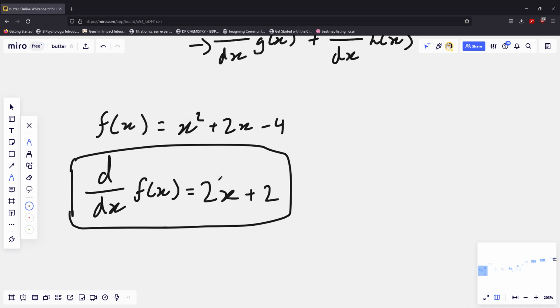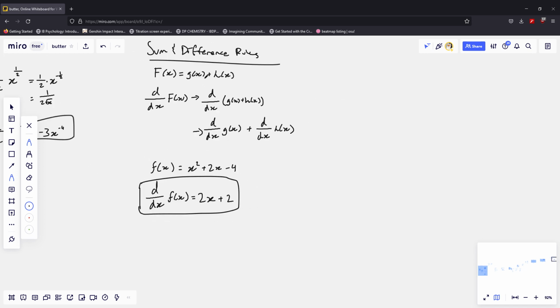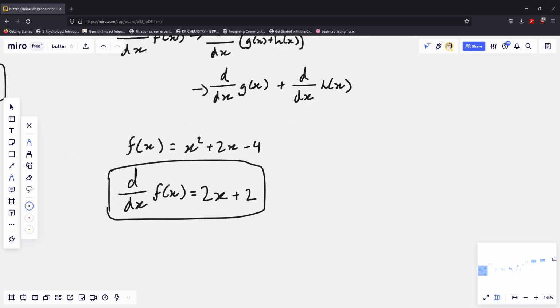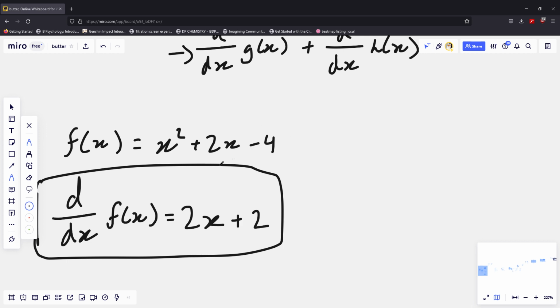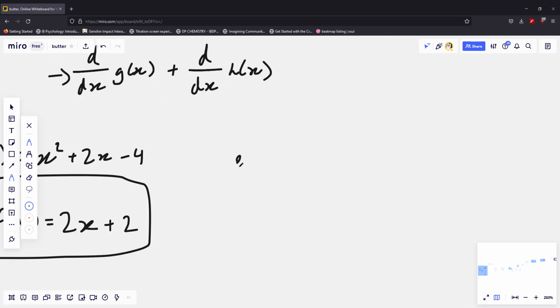Anyway, that's basically the whole sum and difference rules. The difference rule is the same thing, except it works with subtraction too. So that's why we're allowed to do this minus 4 part. Let's work through an example using the difference rule. It's the same thing, but it's good to know.